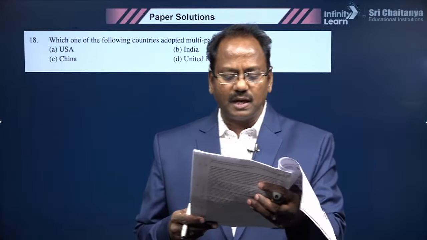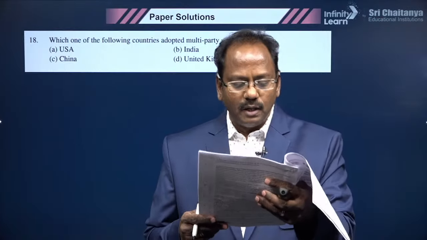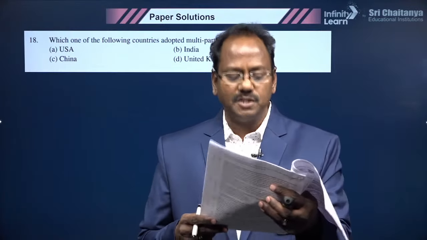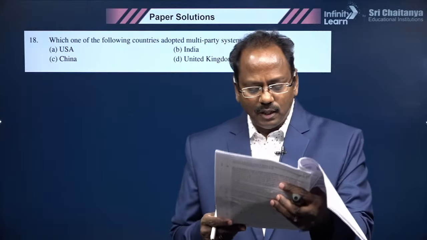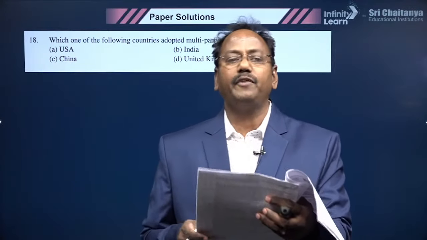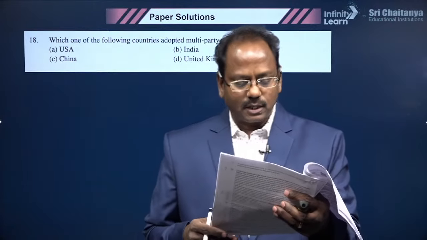And question number 9, set 3: choose the correct option regarding the Central Powers in the First World War. Germany, Austria-Hungary and Ottoman Turkey. 9th question, answer A. And 10th question, the answer is B, conservatism. After Napoleon, in 1815, the Congress of Vienna moved towards conservatism.